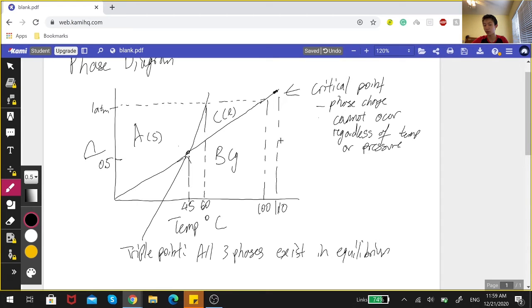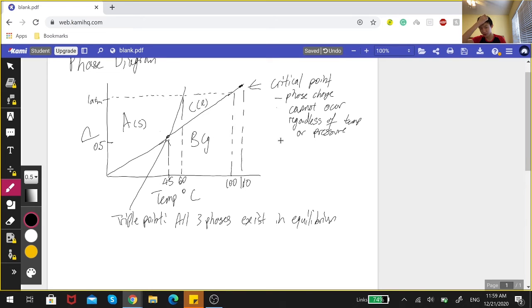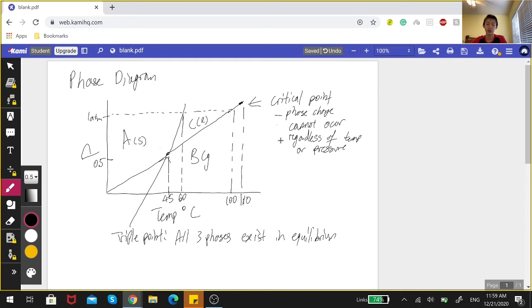That is because when a substance is hot enough, it will not change its phase anymore, regardless of the atmosphere, regardless of the pressure you're using. And when the pressure gets high enough, regardless of the temperature, it will still be in that state.